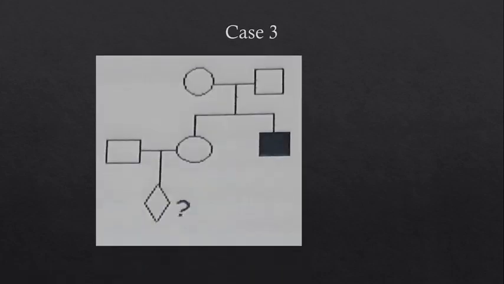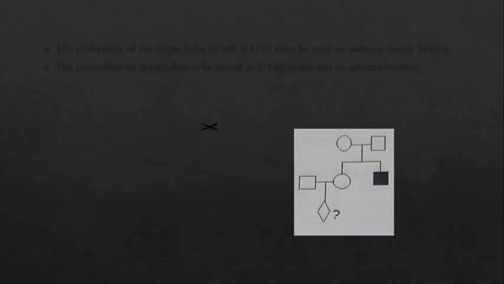Third case. In this case, this is the couple expecting a child and wondering if their child is going to suffer from the disease, especially since the mother in this case has a diseased brother. As you can see, the father is of an unknown family history. So this is our pedigree.